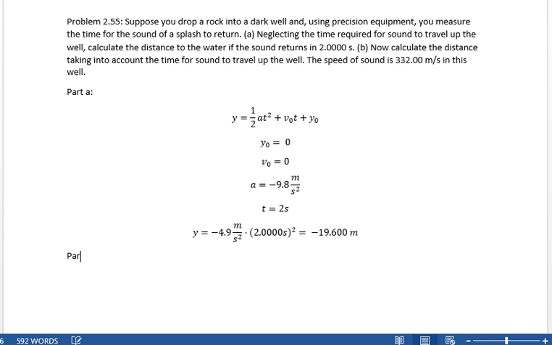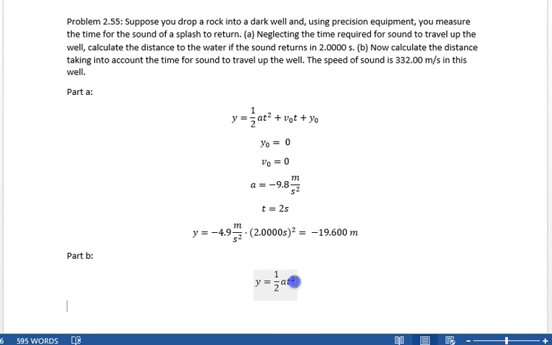All right, in Part B, we're going to calculate distance taking into account the time for sound to travel up the well, if the speed of sound is 332 meters per second. So now we don't know when it hits the bottom, but we do know some things still. We know the distance to the bottom is still 1/2 at squared. Everything else in that equation is 0, so 1/2 at squared is the distance to the bottom.